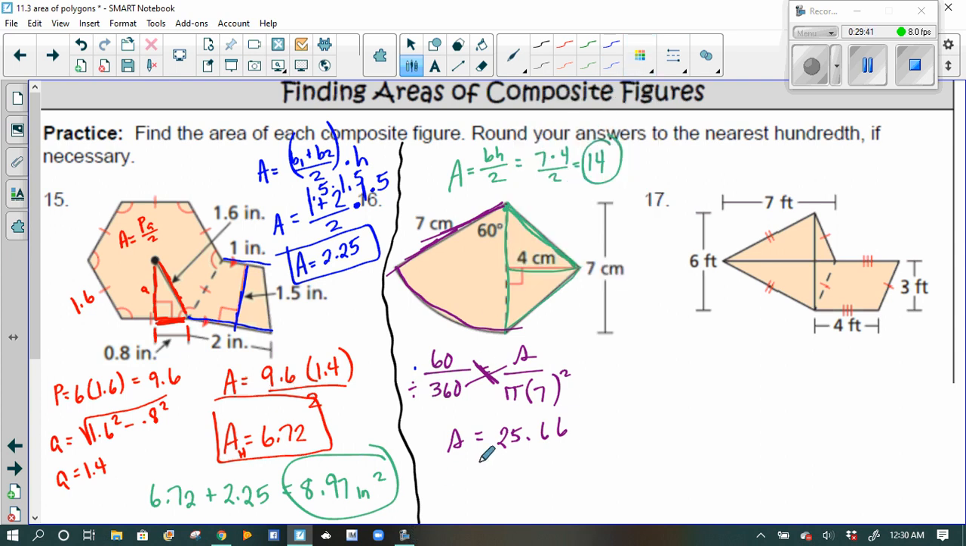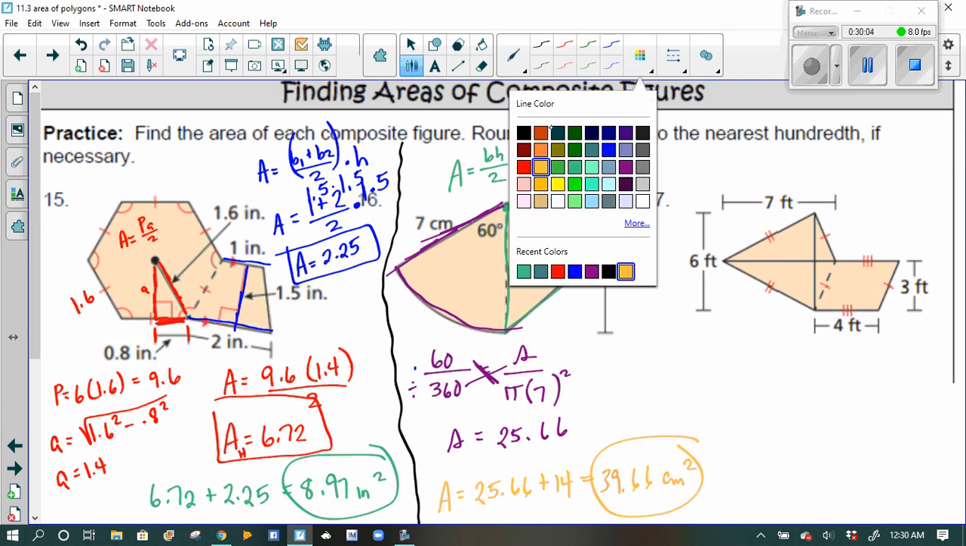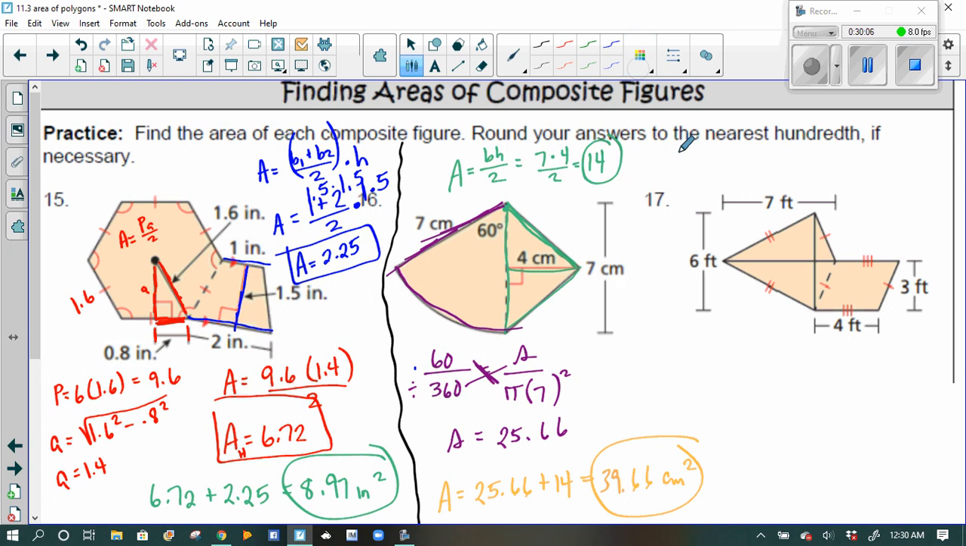All right, so now we're going to get the total area is 25.66 plus 14. So 39.66, and that is centimeters squared. All right. My little lines are way off tonight.